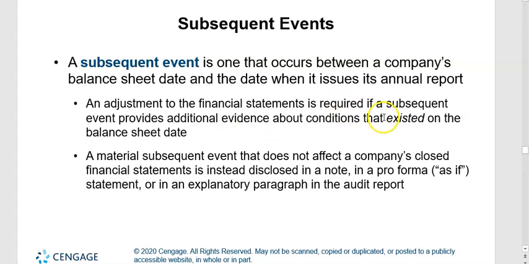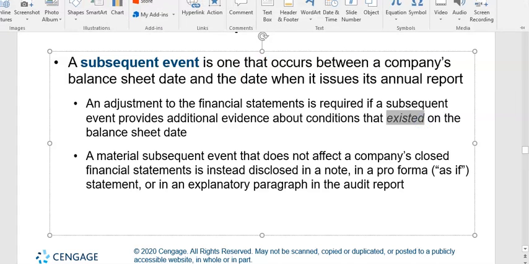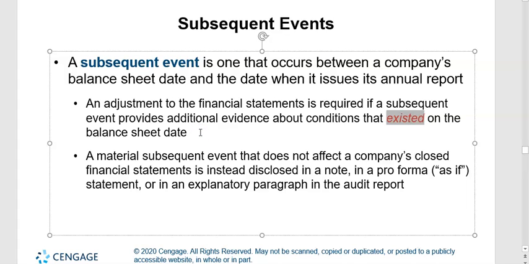So if it happens subsequent and it affects something that existed at the balance sheet date, so something already existed. Let's say that somebody sued me and I recorded a loss contingency because I wasn't sure about the dollar amount. Well, let's say the court has decided and I now know how much I'm probably going to have to pay. That existed at the balance sheet date, so I need to go back and adjust that number.